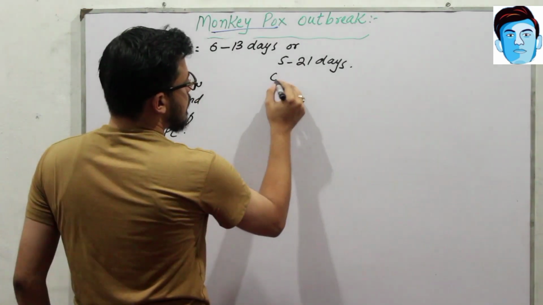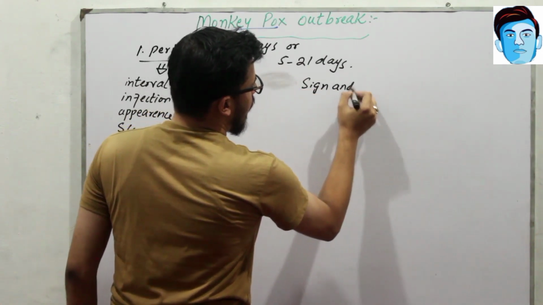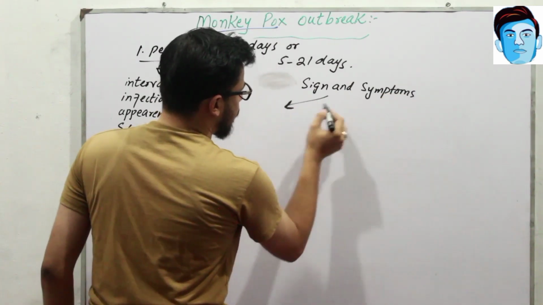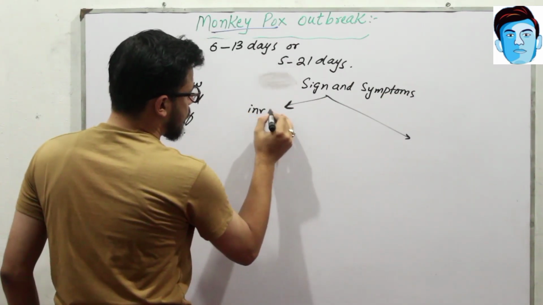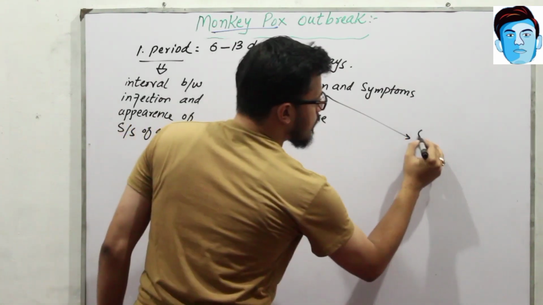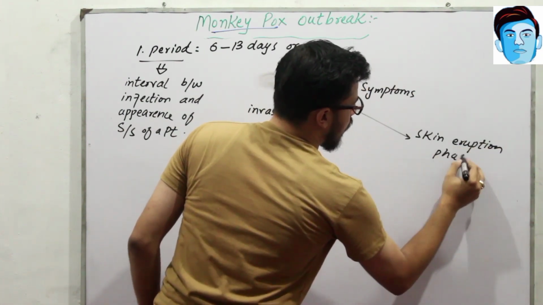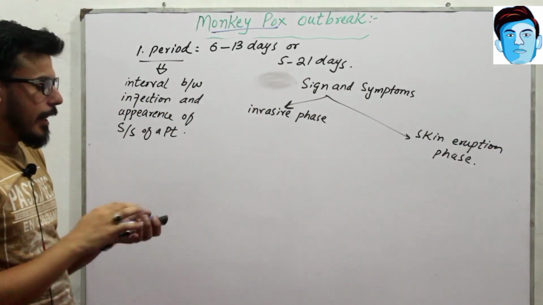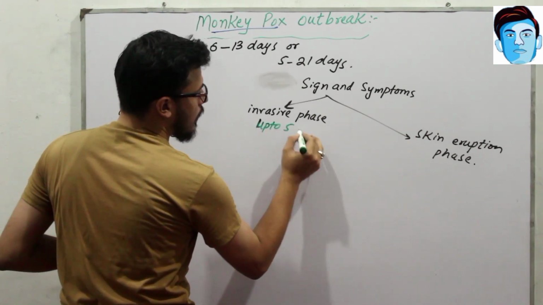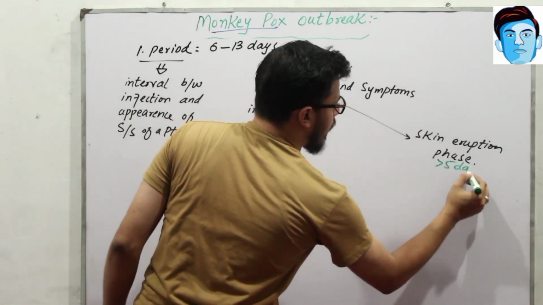The clinical signs and symptoms are divided into two phases. The first phase is called the invasive phase, and the other is called the skin eruption phase. The invasive phase persists up to 5 days, while the skin eruption phase persists beyond the 5 days.